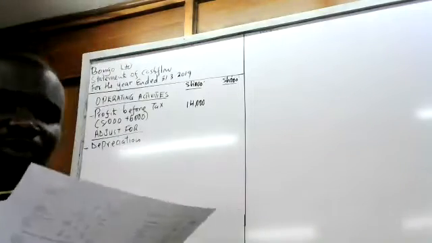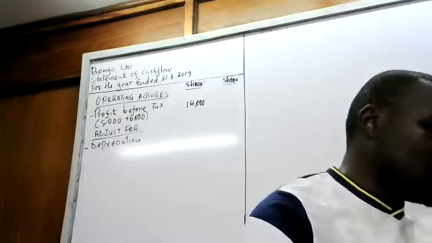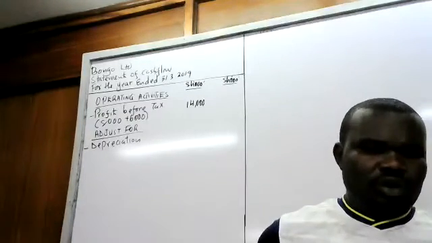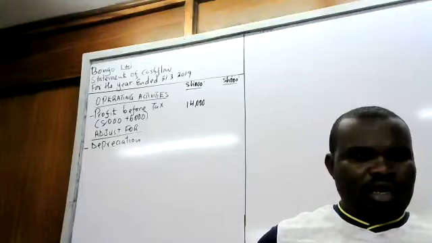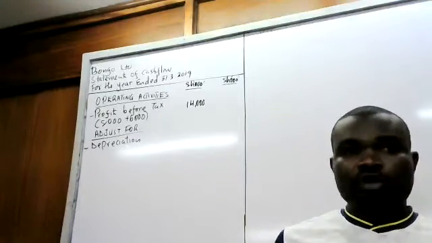Okay, so depreciation. In note 2, they said depreciation on motor vehicle amounting to 4 was provided in the profit and loss account. Okay.